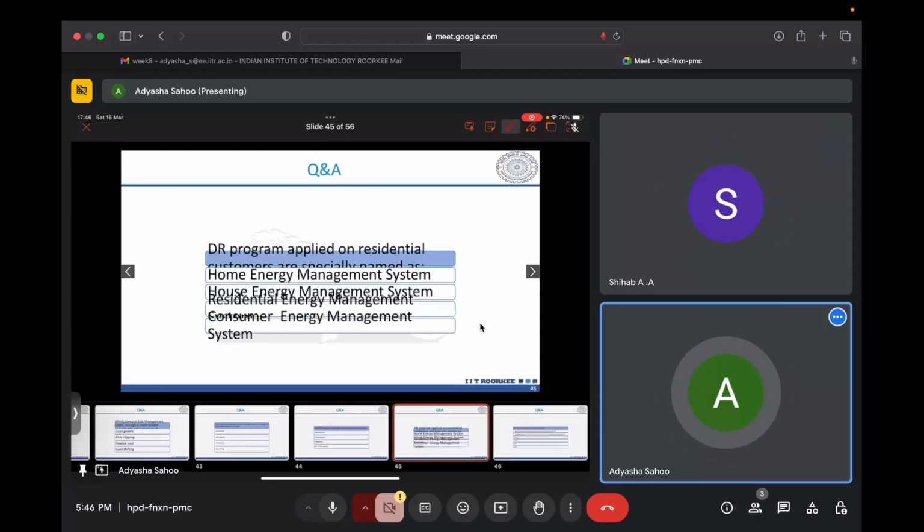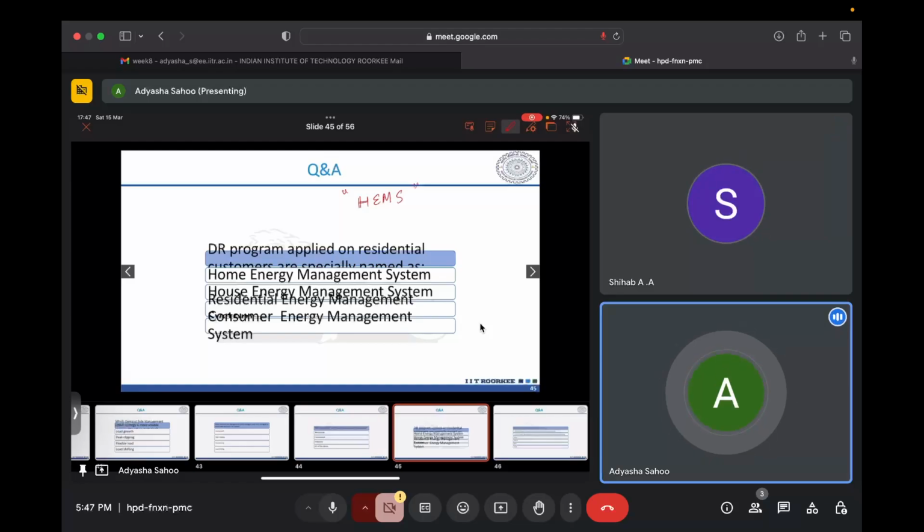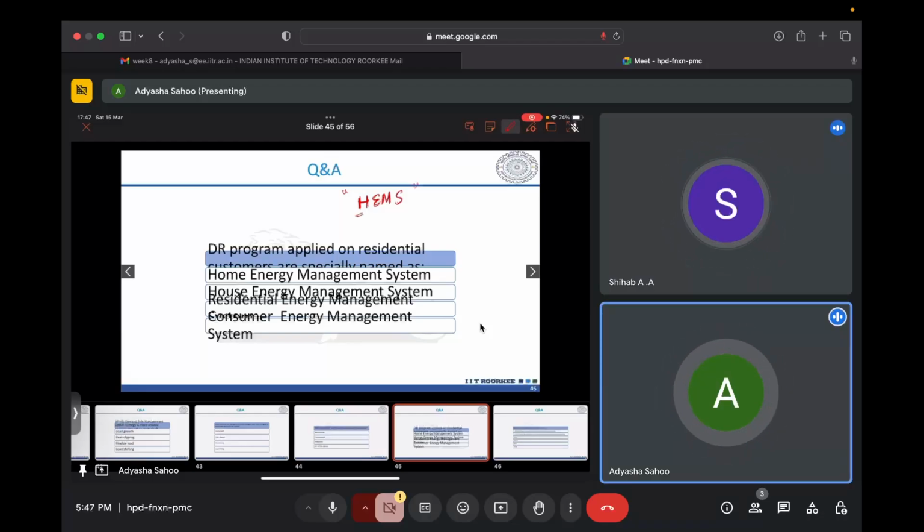Now, it is asking the full form of HEMS. Whether it is home energy management system, house energy management system, residential energy management system, or consumer energy management system. Ma'am, the slide is not clear. It is basically asking which is named as HEMS. Home energy management. Yes, it is home energy management.